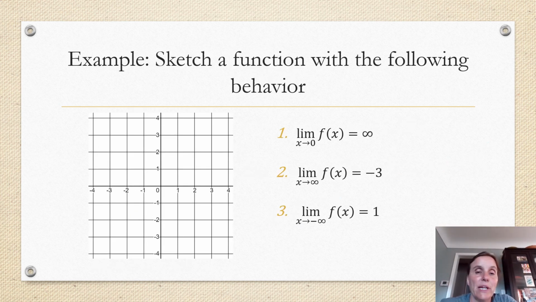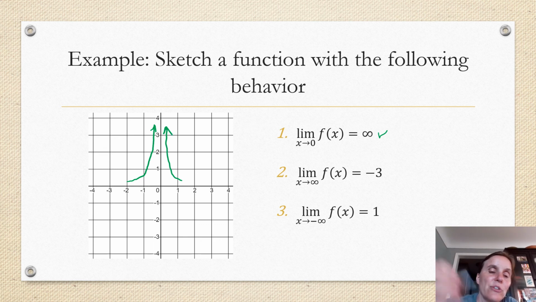Okay, finally we're going to sketch a function with this behavior. This is our last example. The first piece of behavior that we want is as x approaches 0, our limit is infinity. That means that no matter which way I'm coming at it from, our function is shooting up to infinity. This is that vertical asymptote that we talked about yesterday, but both directions are going up to infinity.